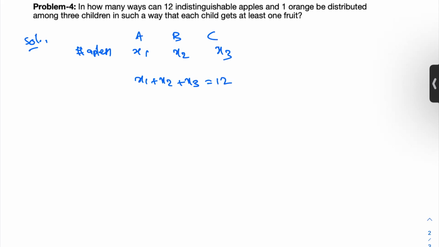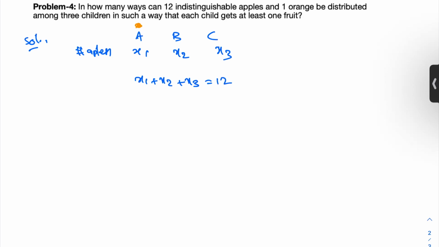Now what about the orange? We can give the orange to any one of the children. So let me do one case here. First, let's say we are giving the orange to A. Let's count how many ways we can distribute these fruits such that each child gets at least one fruit. Once we are done with this count, similarly we can do the other cases where the orange is going to B, and similarly with the orange going to C.